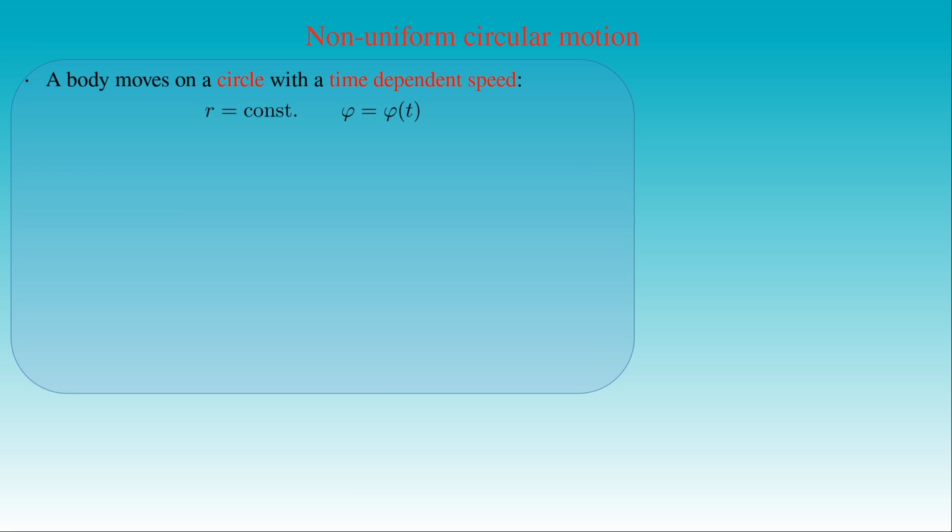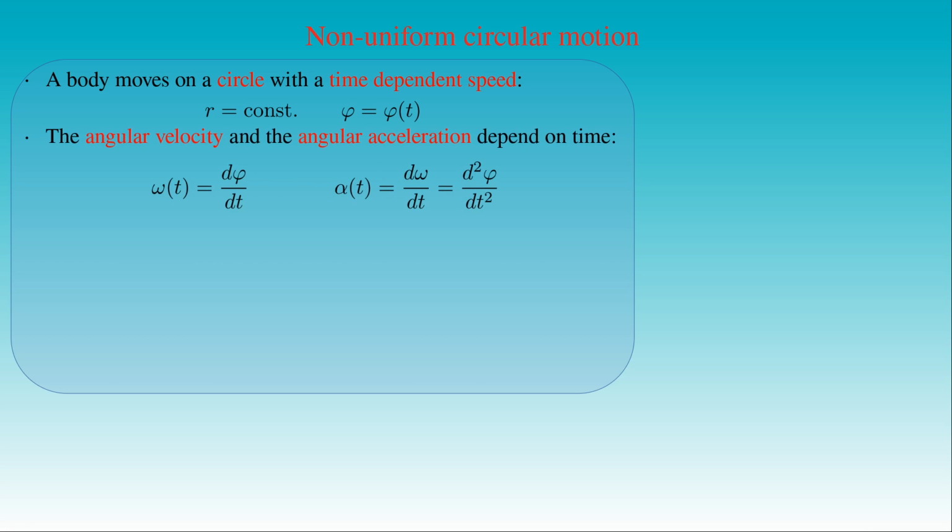Since the speed of the body depends on time, its position can be described with the constant radius r of the circular path and the central angle phi, which is an arbitrary function of the time t. Then the angular velocity omega, which is the derivative of central angle phi with respect to the time, may also depend on time in the general case.